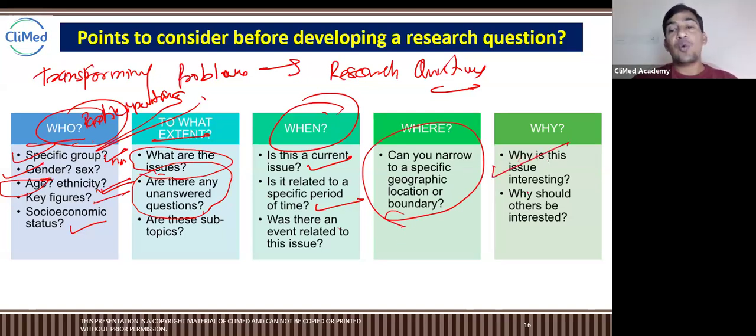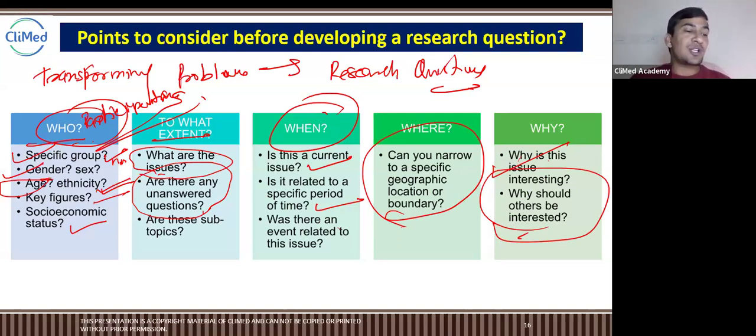Then, why is this issue interesting, why should we do this study? Everything is correct, everything looks fantastic, but again, why should we do this study? Is it impactful? See, there are a lot of trendy research topics, and a lot of things to do. But are these really impactful? That is the question.